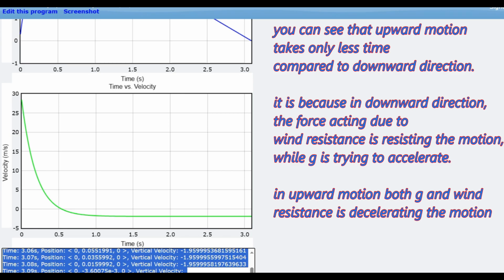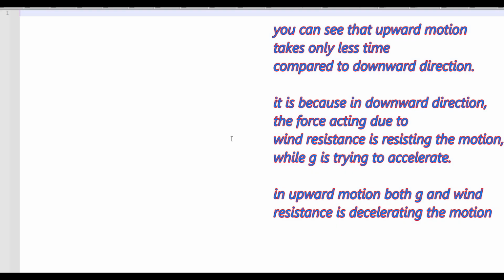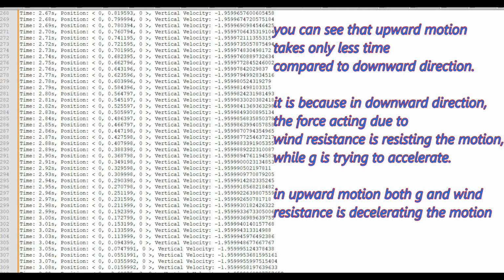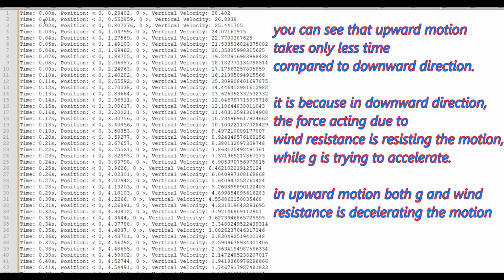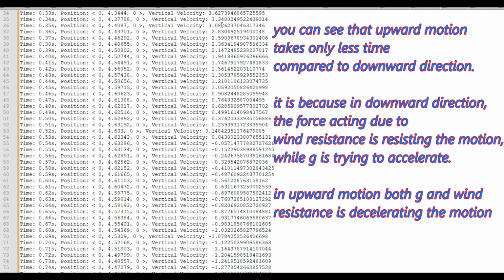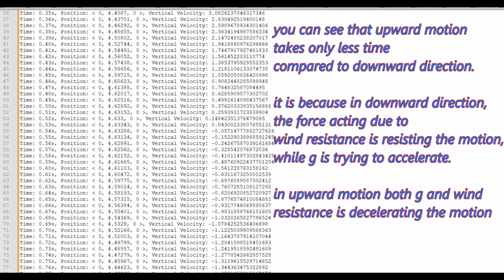Furthermore, it's evident that the upward motion takes less time compared to the downward direction. This asymmetry in the time taken can be attributed to the opposing forces acting during the downward motion. In this phase, the force of wind resistance acts against the motion, resisting the acceleration due to gravity. While gravity attempts to accelerate the projectile downward, wind resistance counteracts this force.